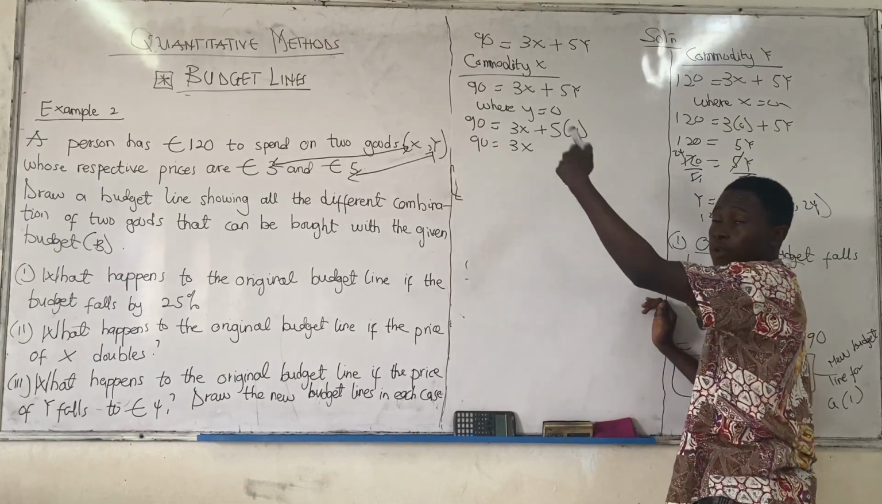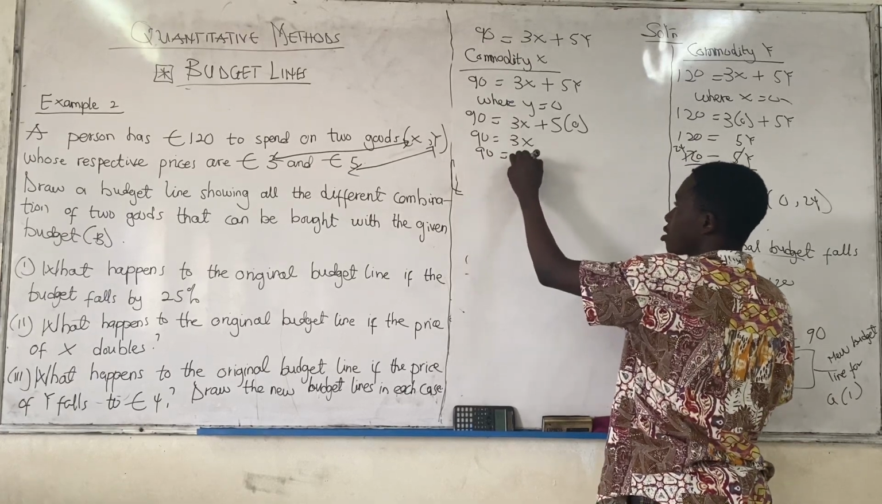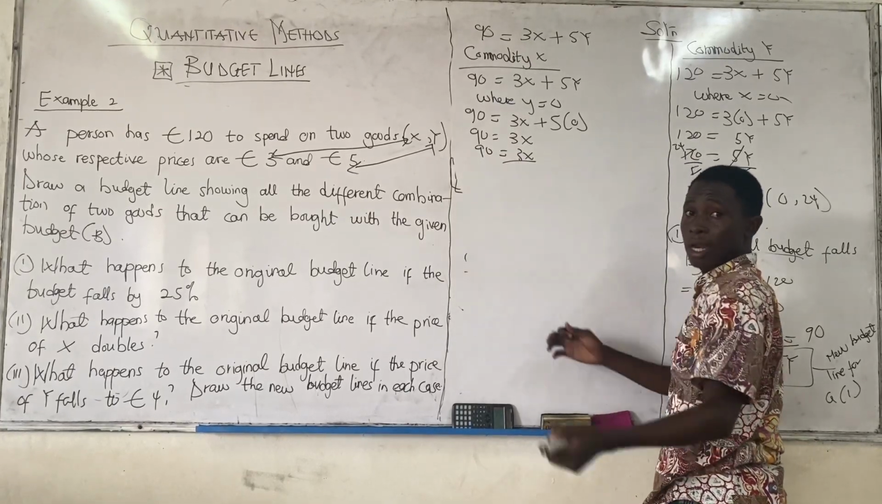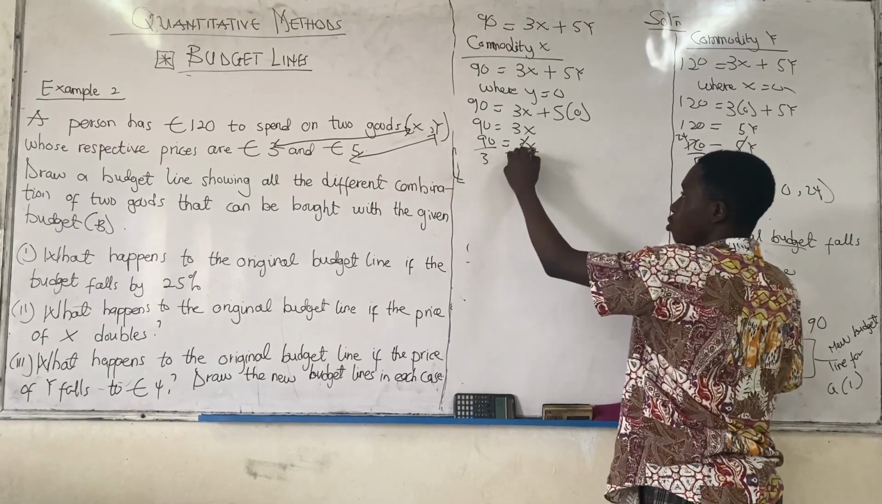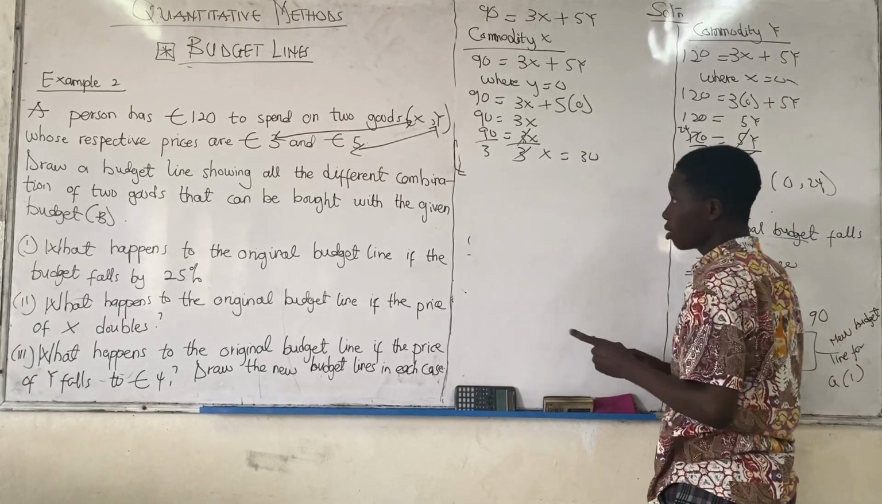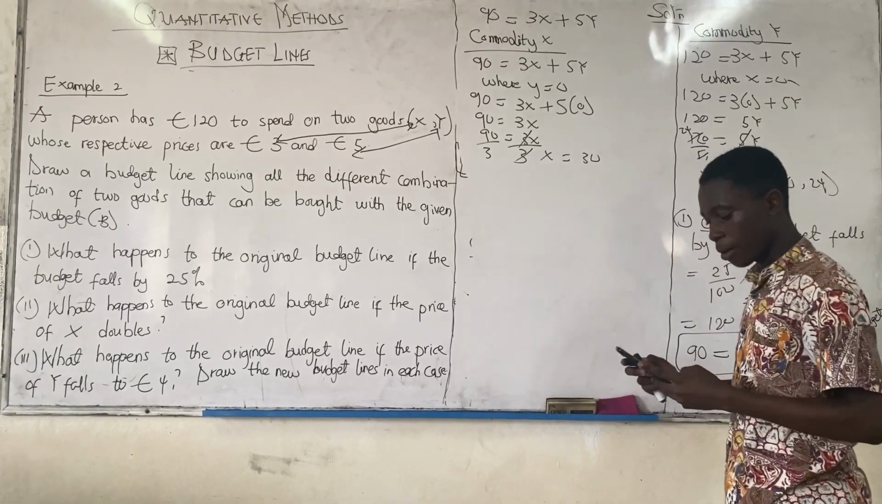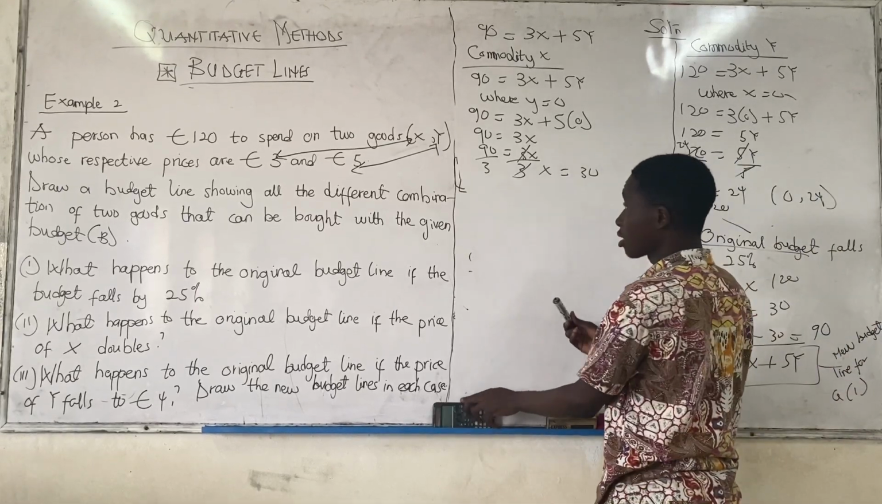This is definitely going to give you a 0, so you only need to bring down 3x. So 90 is equal to 3x. You divide both sides by the coefficient of x, which is 3. So 3 here, 3 here. Definitely, x will give you 30. Let me confirm first. Yeah, definitely you are going to get 30.